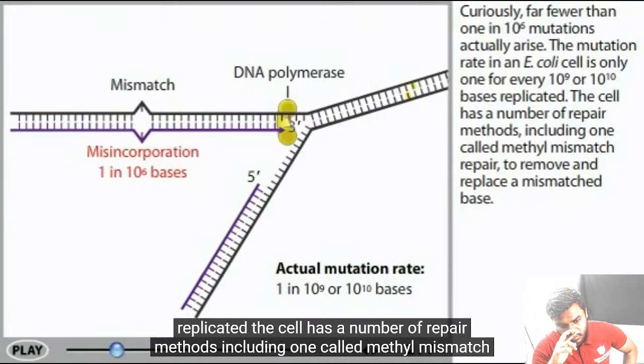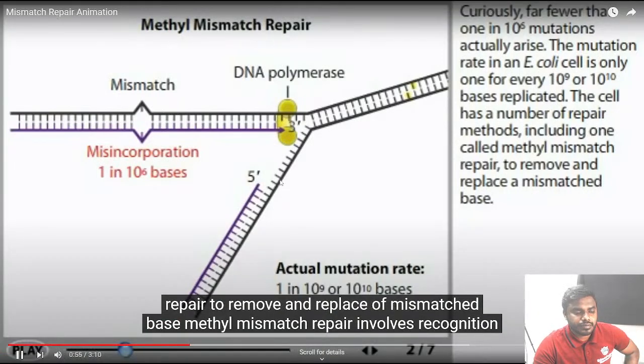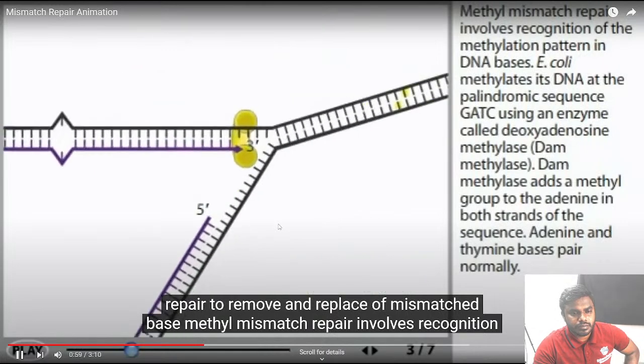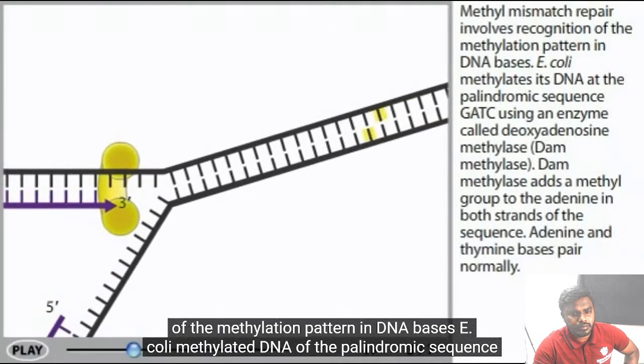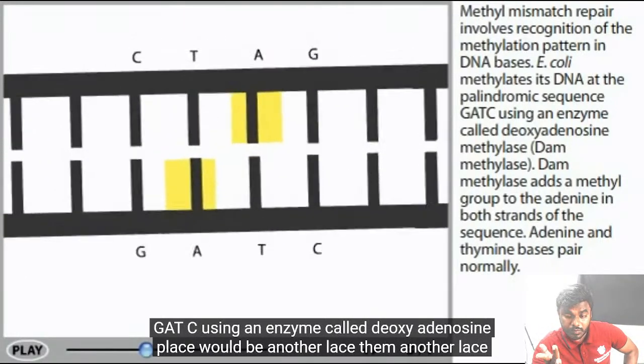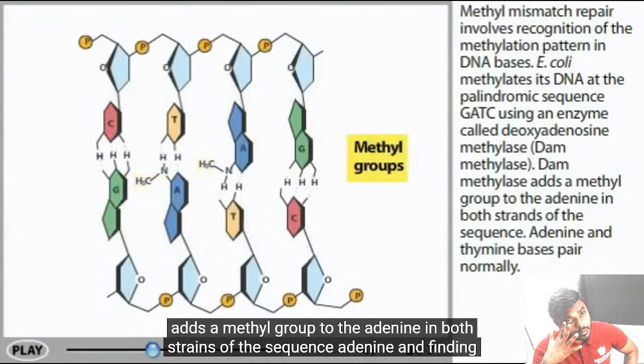The cell has a number of repair methods, including one called methyl mismatch repair to remove and replace a mismatched base. Methyl mismatch repair involves recognition of the methylation pattern in DNA bases. E. coli methylates its DNA at the palindromic sequence GATC using an enzyme called deoxyadenosine methylase, or DAM methylase. DAM methylase adds a methyl group to the adenine in both strands of the sequence.